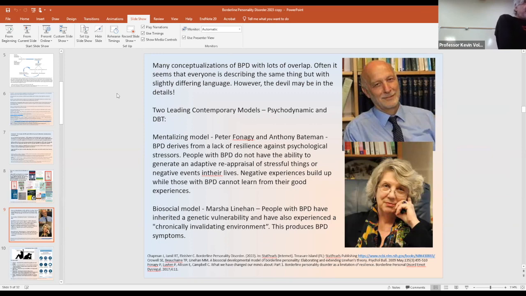People with BPD have inherited genetic vulnerability and have also experienced chronically invalidating environments, which produces deep borderline symptoms. Well, she's saying basically the same thing as the second one. Again, a lot of the same stuff, different labels, different tribes, right? And again, I'm going to be the voice of reason here and say we need to be integrating all these things, right? We need to come up with integrative therapy models that integrate all the good parts of all these types of therapies, okay?